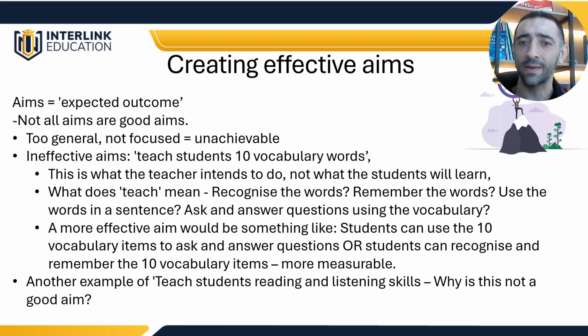If you look here, I've given an example of an ineffective aim: teach students 10 vocabulary words. Well, this is what the teacher intends to do, not what we want the students to do. So this is not an effective aim. Next is, well, how do we measure it? We might say, did the teacher teach 10 vocabulary words? Well, yes, they did. Does it mean it was a successful aim? Well, no, because it doesn't tell us what the students learned.